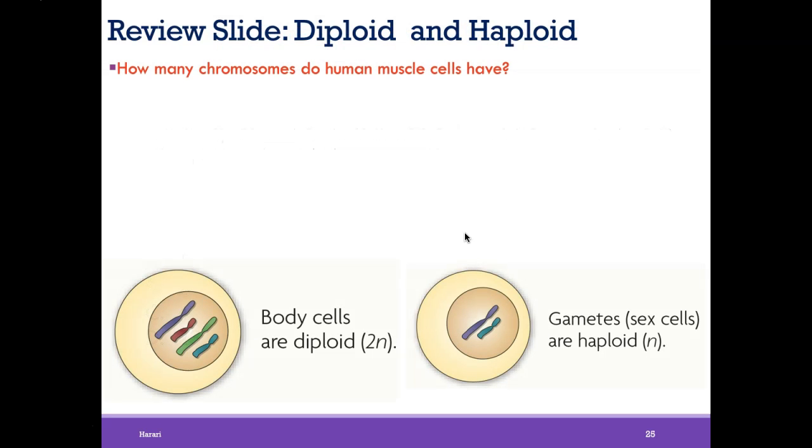So we said body cells are diploid. So how many chromosomes do human muscle cells have?